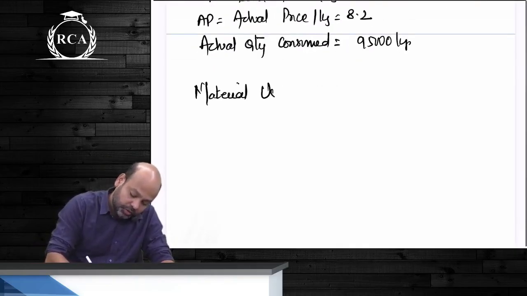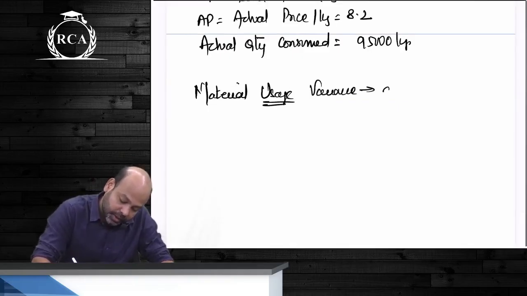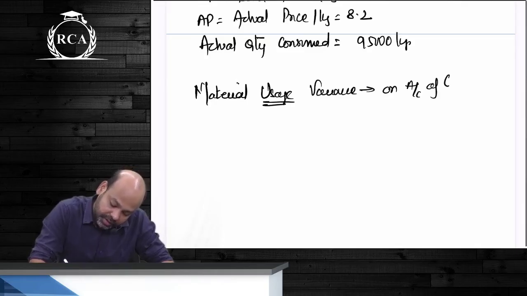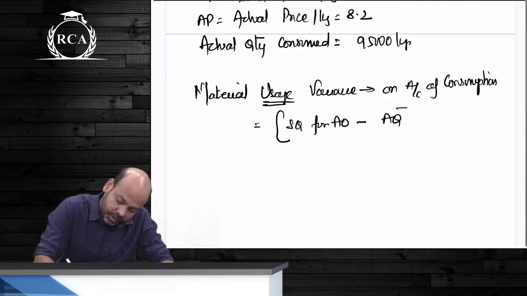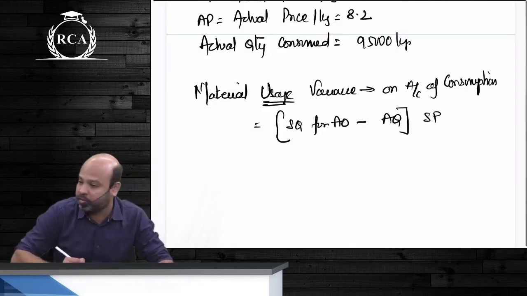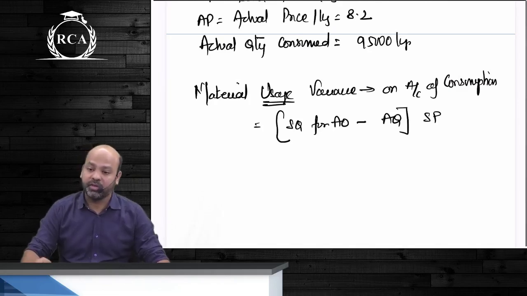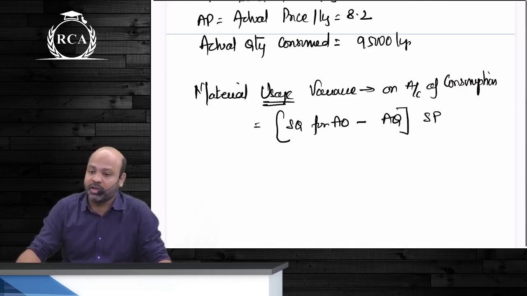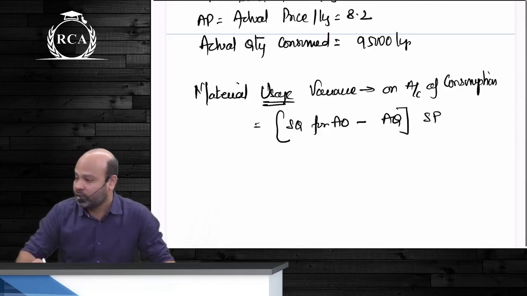Material usage variance, which is what? On account of consumption, that is efficiency. The formula for this, guys, would be standard quantity for actual output minus actual quantity multiplied by standard price. We always write standard minus actual because if the standards are more and the actuals are less, it is favorable. If the actuals are more, it is adverse. If you get a positive answer, it is favorable. If you get a negative answer, it is adverse.